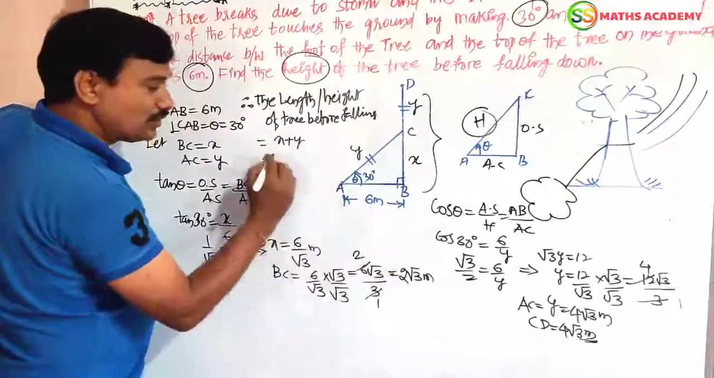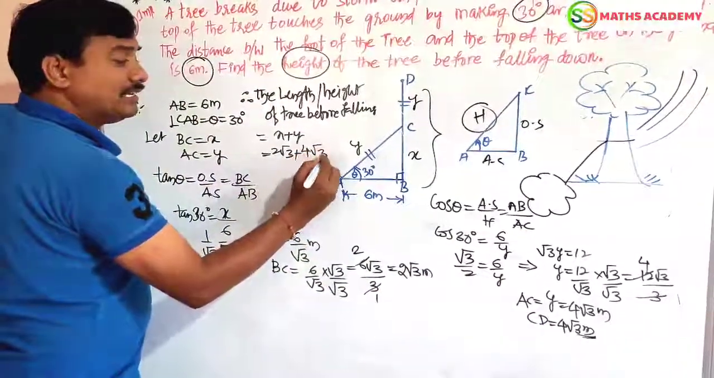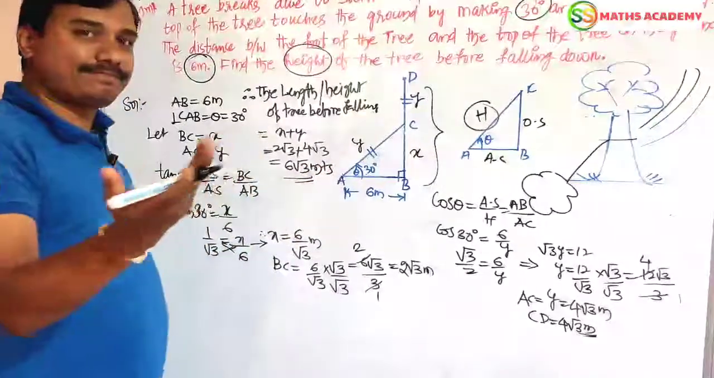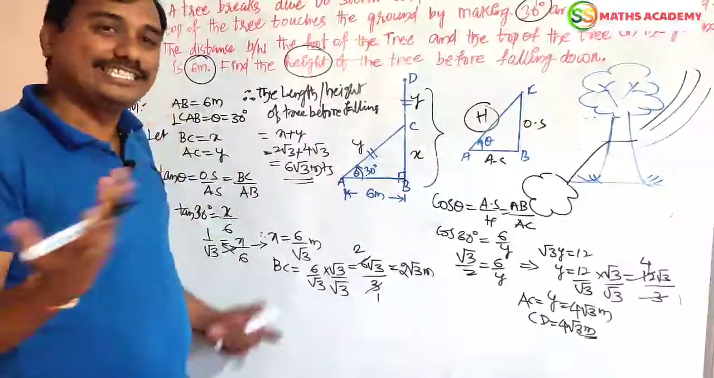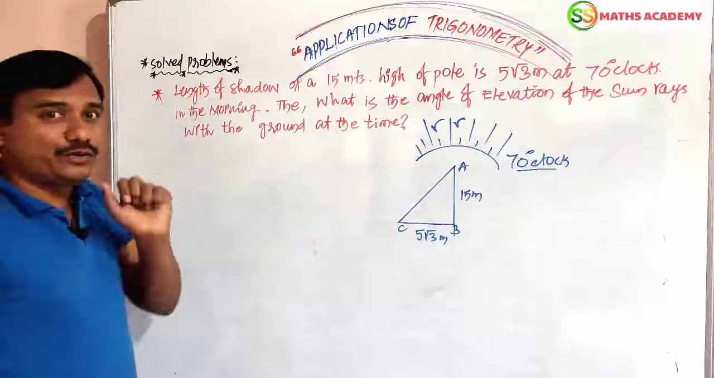x is 2 root 3. y is 4 root 3. See, 2 root 3 plus 4 root 3 is 6 root 3 meters. This is the height of the tree, 6 root 3 meters, dear friends. This is one different question, friends.